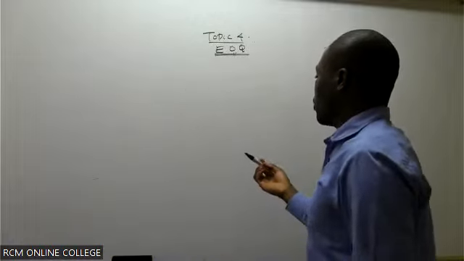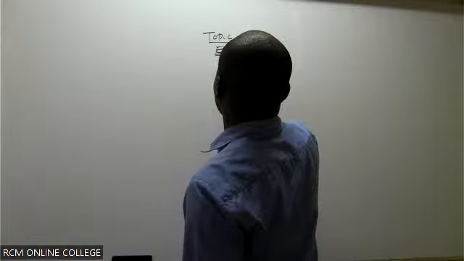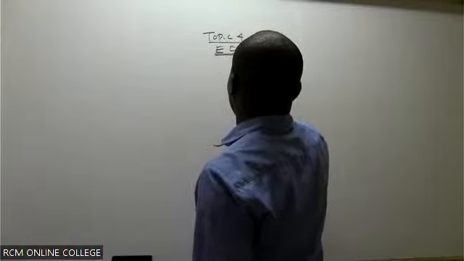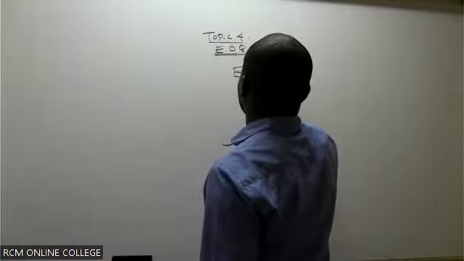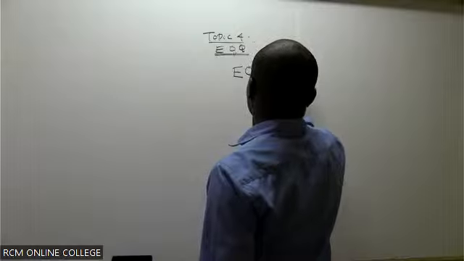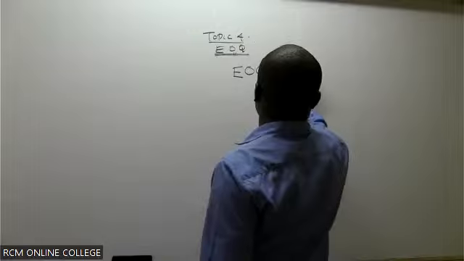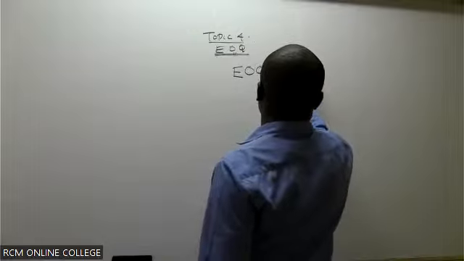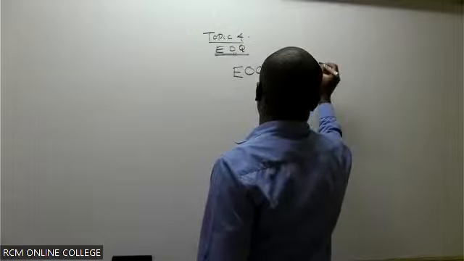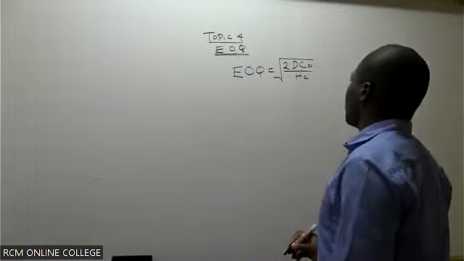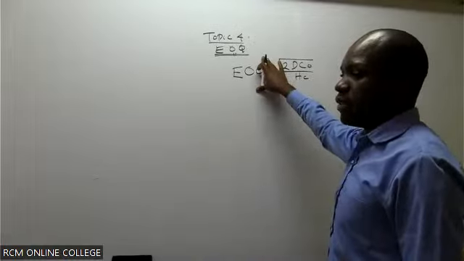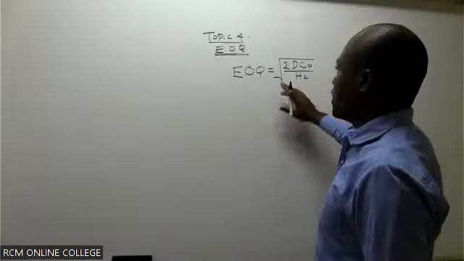So here, the economic order quantity is equivalent to the root of 2 times demand times ordering cost divided by holding cost. Someone is already wondering, how do we arrive at this particular economic order quantity as a concept?